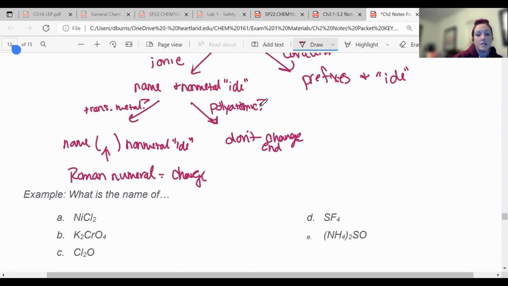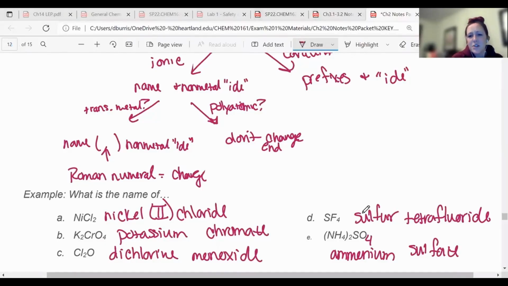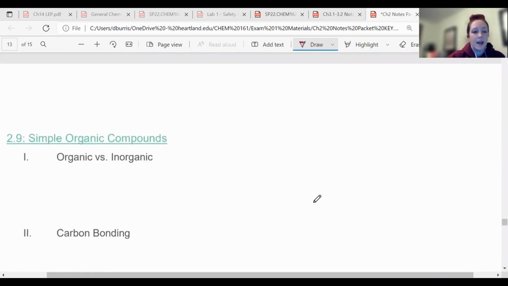So pause it. It should be fixed on yours, but I noticed I had a typo here. This should have been an SO4. But you should get nickel 2 chloride. That one was a transition metal. Potassium chromate, not a transition metal. Dichlorine monoxide, that one was covalent. Sulfur tetrafluoride, that one was covalent. And ammonium sulfate, this is a polyatomic ion, and this is a polyatomic ion.